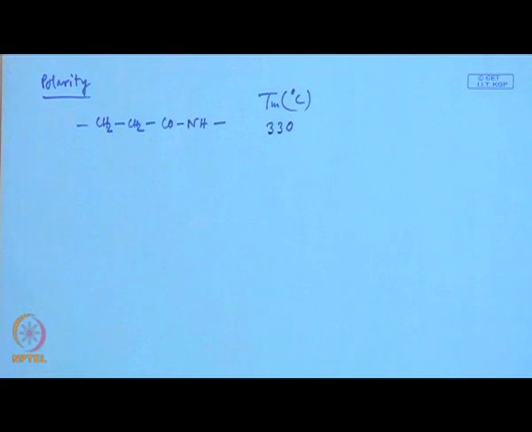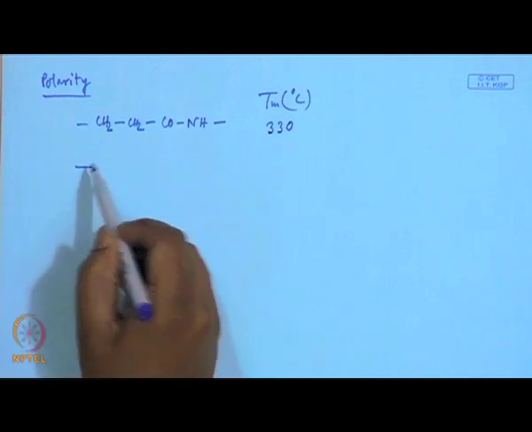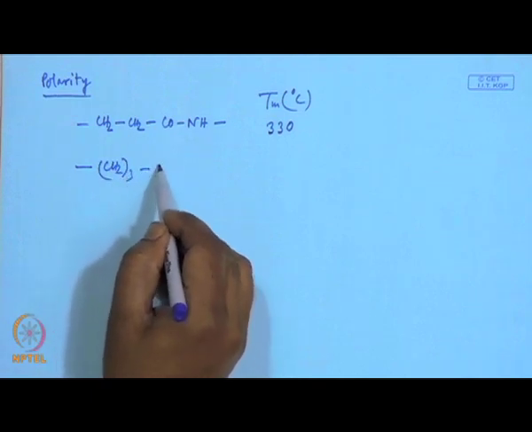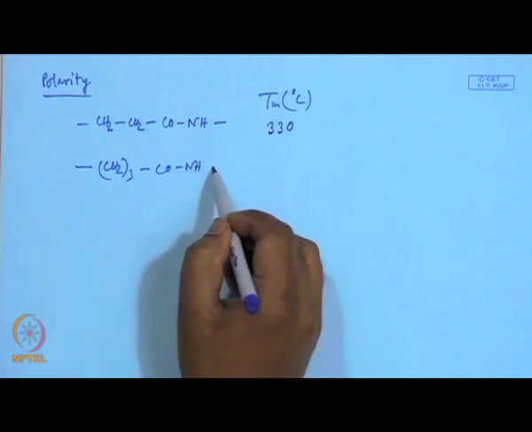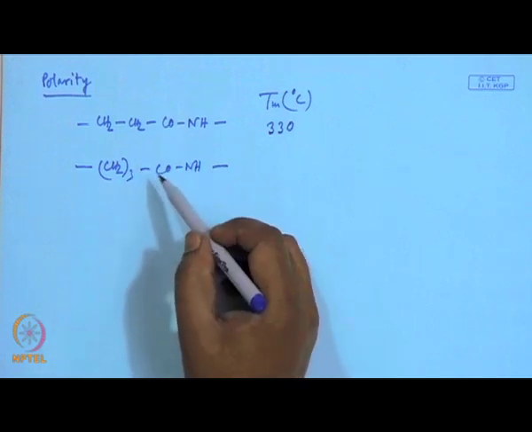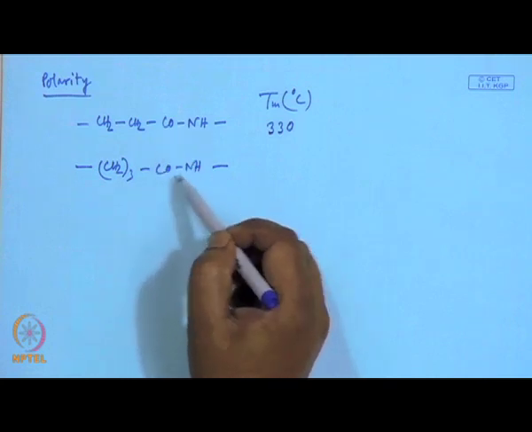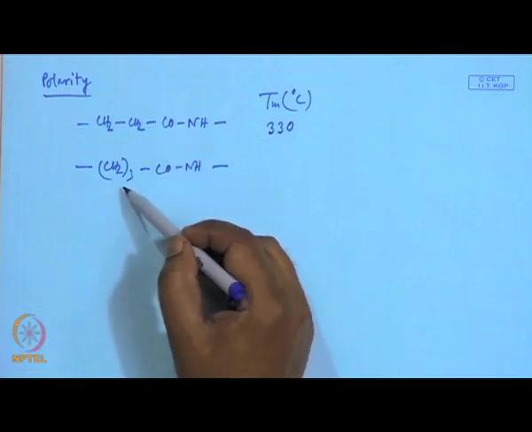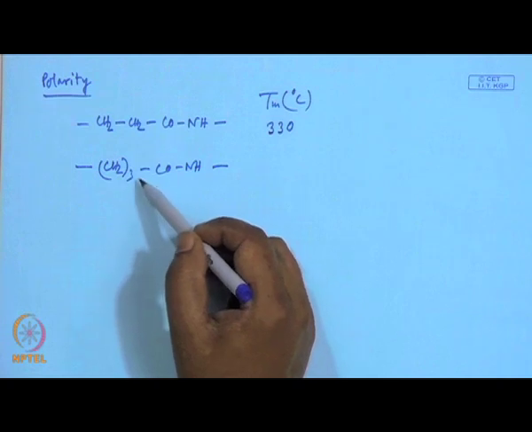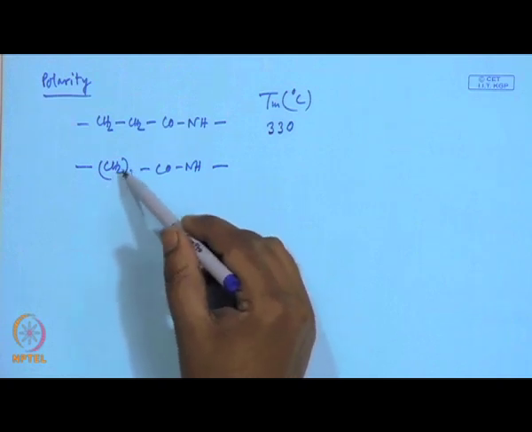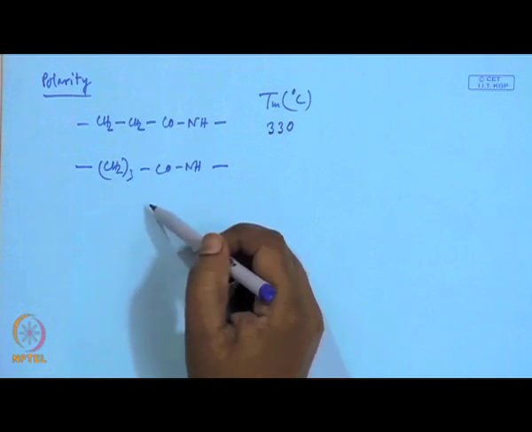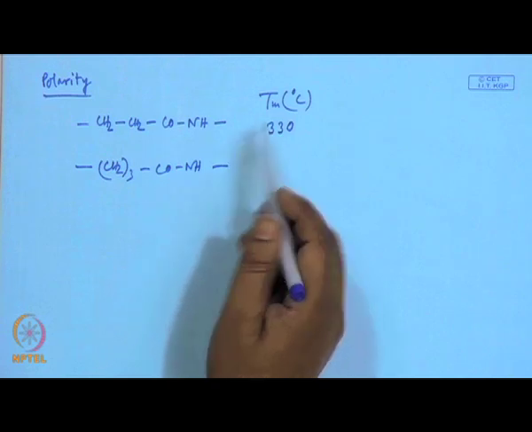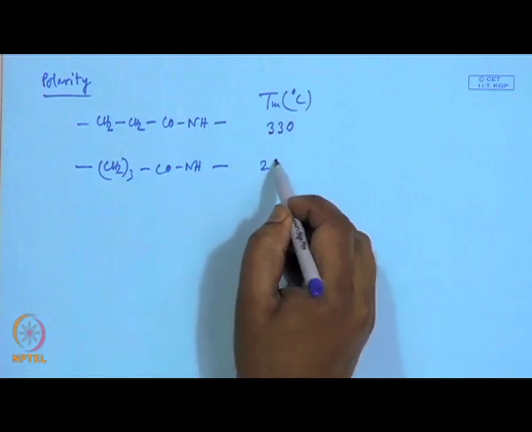So, if you have a more flexible group instead of CH2, for example, 3 CH2 groups, then the contribution from this CONH2 group in this case is higher compared to this case, because you are adding more non-polar groups. Hence, the intermolecular attraction goes down, hence the Tm goes down. So, 260 degree.